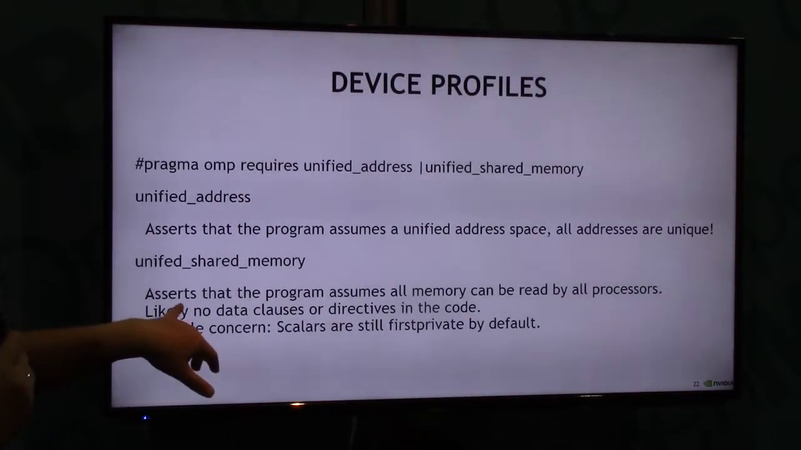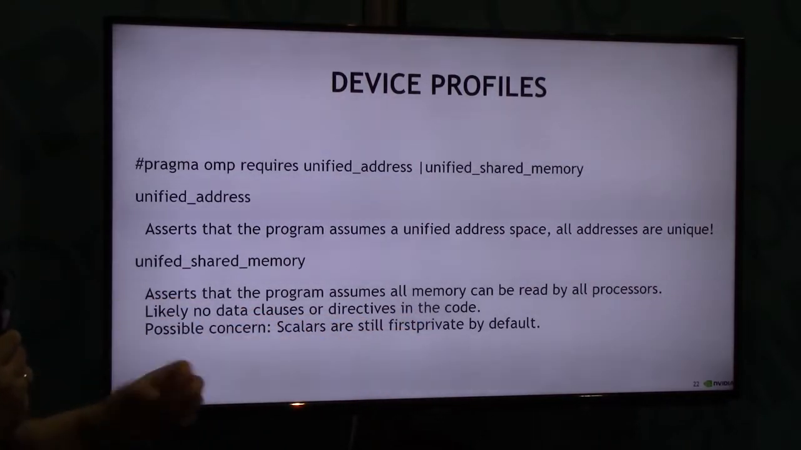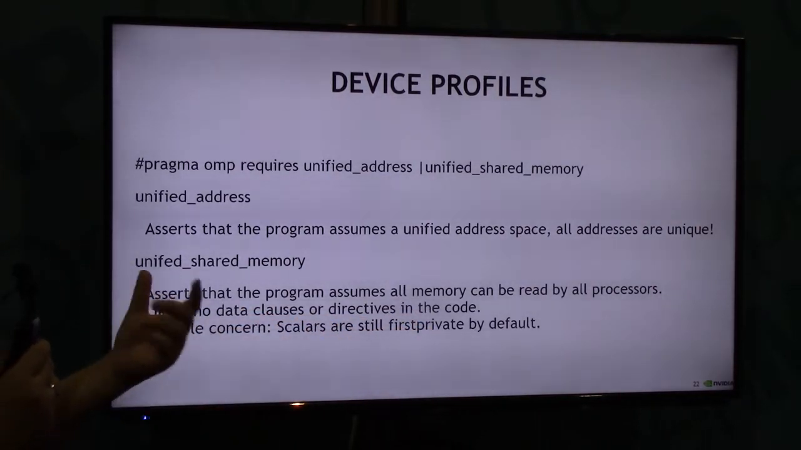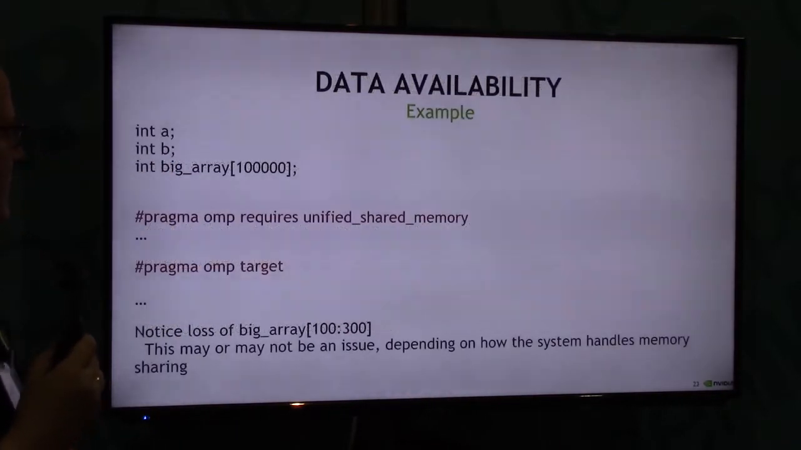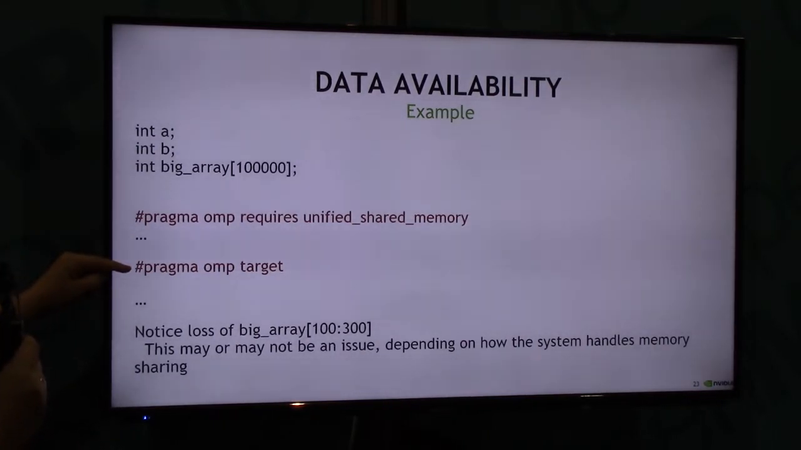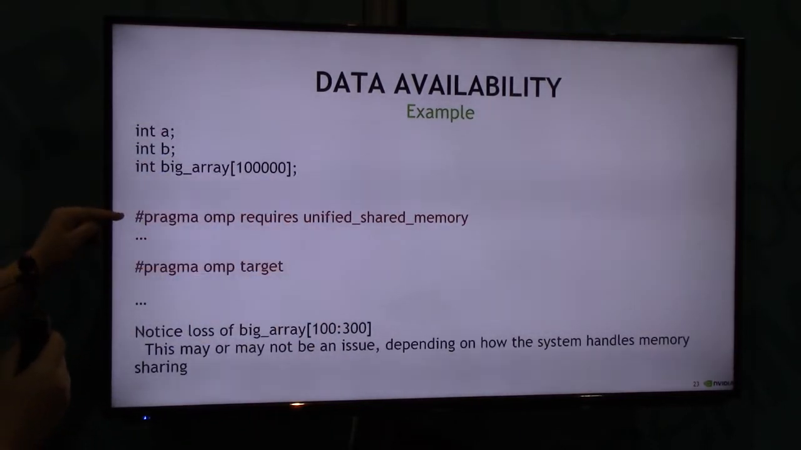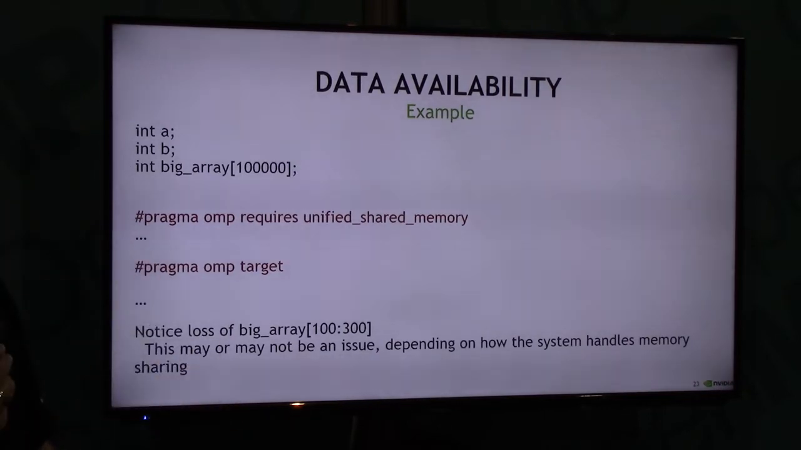One thing to make sure of here is scalars are always firstprivate. So if the user wants them to not be firstprivate, they need to say something, even though they may have removed other directives. Previously we had a whole bunch of directives. We had a directive for A, B, and big array, and we had data movement clauses on the target, just so that we could get all these things properly set up. Now all we do is say OMP requires unified shared memory. Now target can touch any of these things any way it wants to, and it's up to the implementation to make them available however it makes them available.